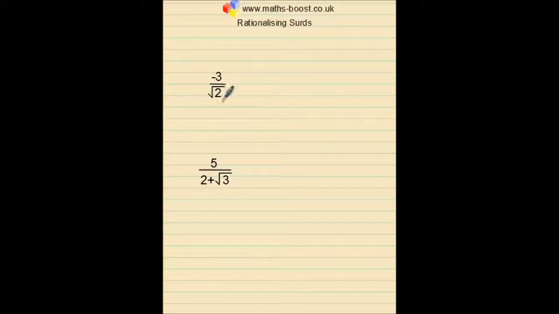This type of fraction with a single term on the denominator is easy to deal with. Look at the denominator and simply multiply the numerator and the denominator by this. Choosing to multiply the surd by itself ensures it's rationalised, and because we do the same to the top and the bottom, the resulting fraction is equivalent to what we started with.